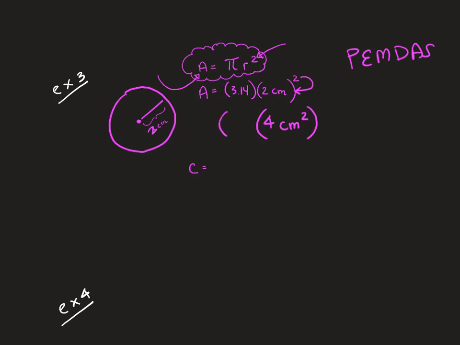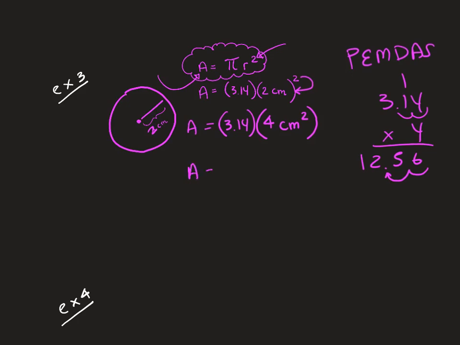So now we're going to take 4 centimeters squared and multiply it by 3.14. And that's going to be 3.14 times 4, 16, carry the 1, 4, 5. 3 times 4 is 12. Oops. 12. And then it's going to be 12.56. Let me take this away here for a moment.